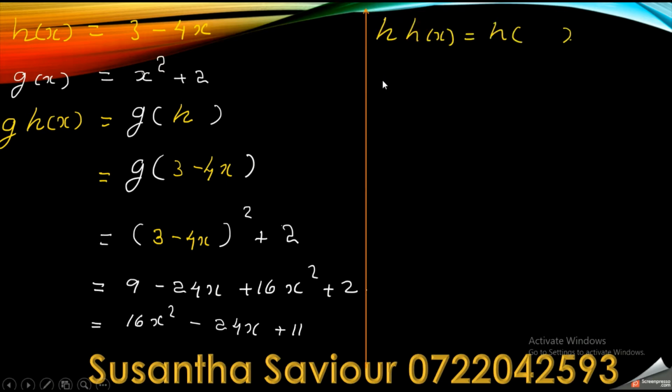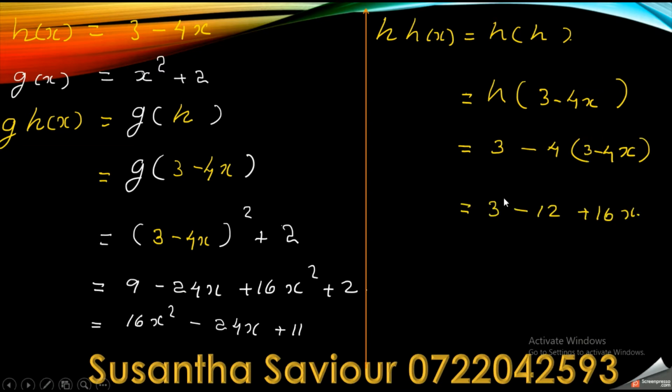What is that? h(h(x)). In h(h(x)), what we do is, inside h we apply h again, h itself. So inside h you apply 3 minus 4x, so 3 minus 4, inside this, instead of x you write 3 minus 4x. Now you can just open these brackets and simplify it like this, and then the final answer is 16x minus 9. Is it clean and clear?